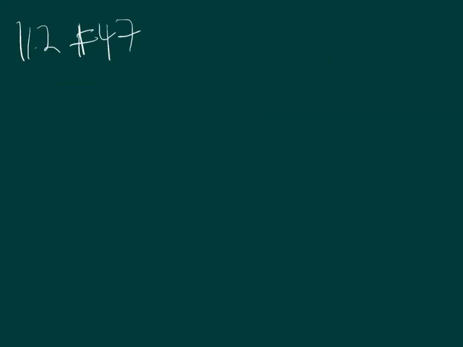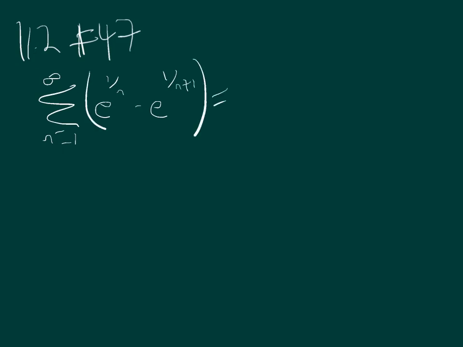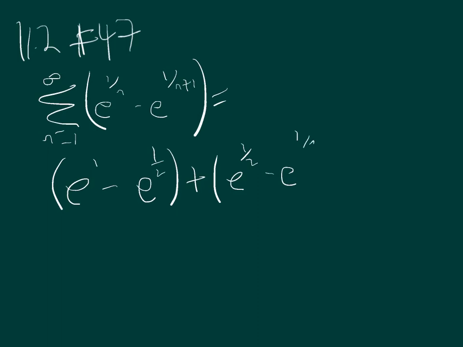Okay, and last but not least is 47. And 47, it just helps to write out a few terms. So 47 is the sum from n equals 1 to infinity of e to the 1 over n minus e to the 1 over n plus 1. And if you write out a few terms of this, you plug in n equals 1, and you'll have e to the first minus e to the half. There's n equals 1. Plus n equals 2, you're going to have e to the 1/2 minus e to the 1/3. And then plus, you'll have e to the 1/3 minus e to the 1/4.